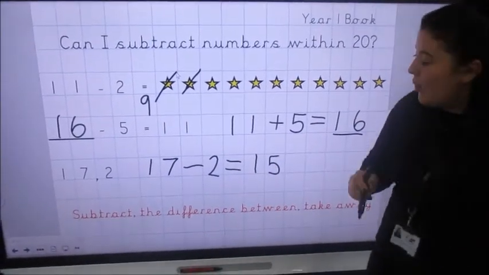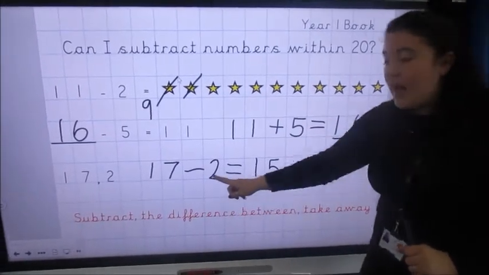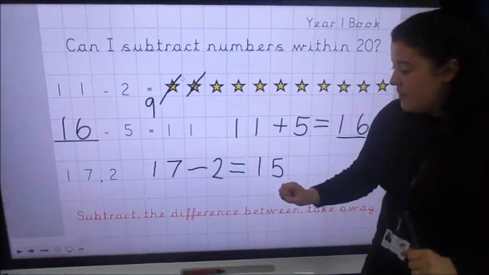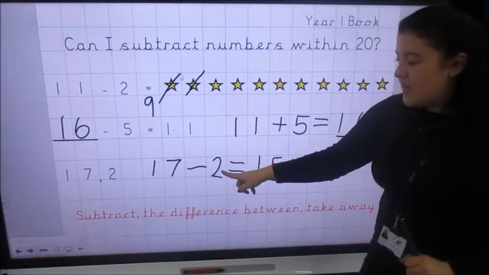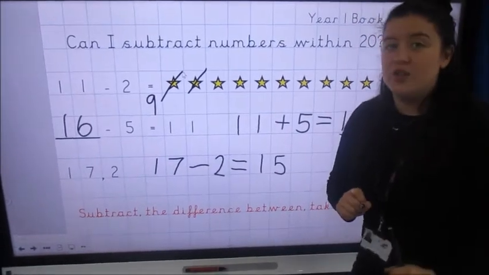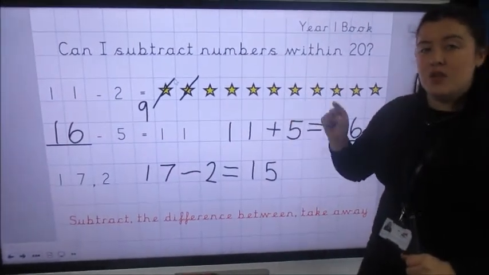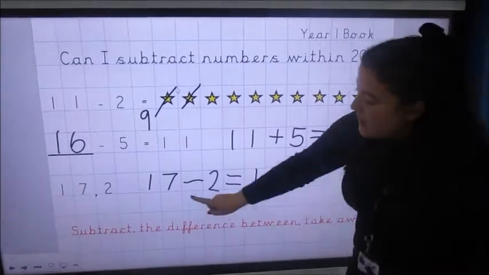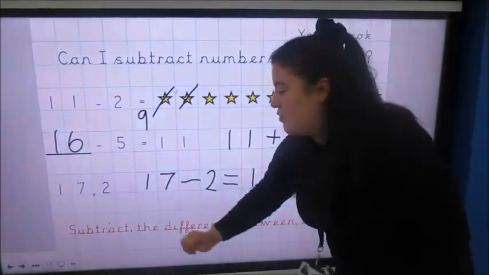Now thinking about what we did here, that is another way we can check our answer. So if we do the inverse here, if we do 15 add 2, does that equal 17? It does, so I know it's right. So we can do the inverse to check our answers. That's really good maths.